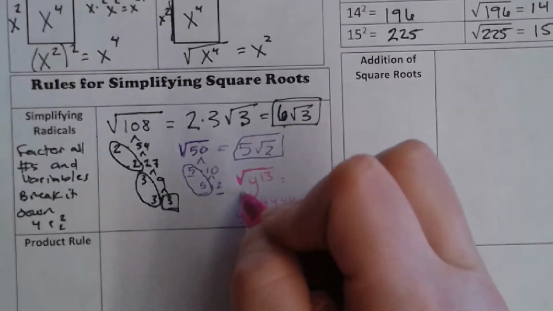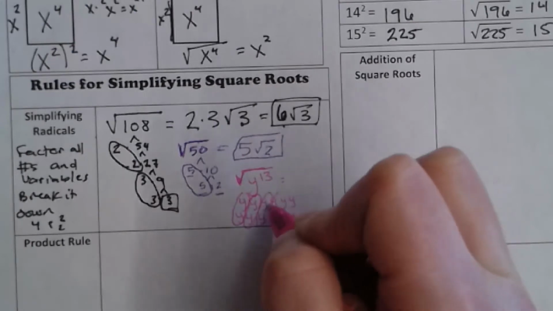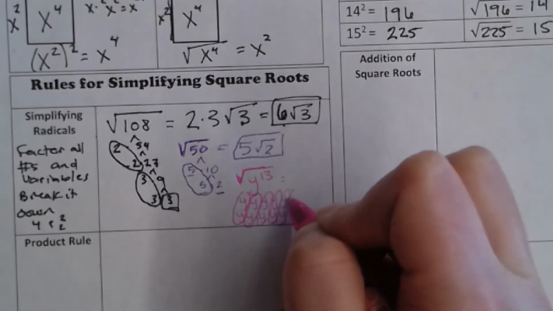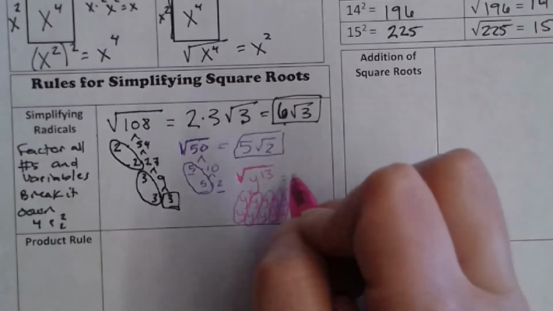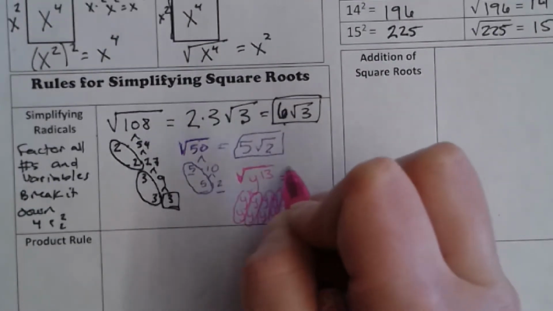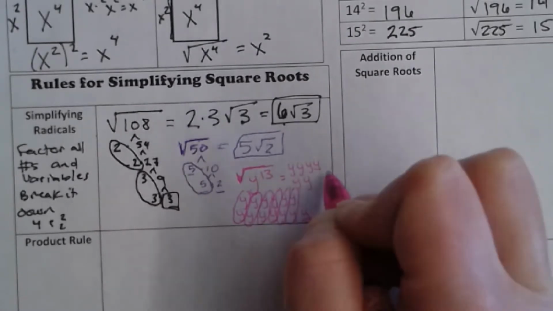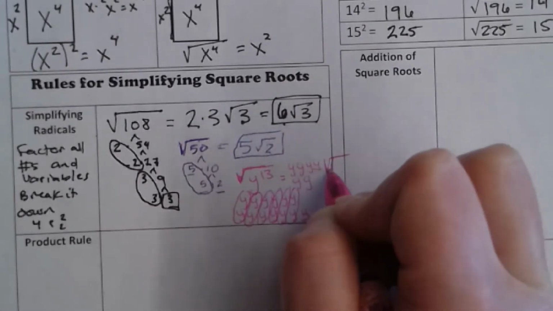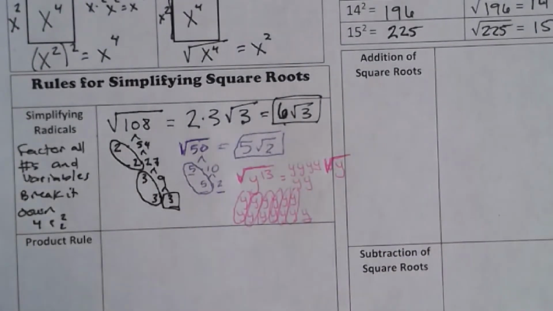So let's look for our pairs. I have 1, 2, 3, 4, 5, 6 pairs of y's with 1 left over. So I have 6 pairs of y's, 1, 2, 3, 4, 5, 6, and then square root y left. Anything that's without a pair is left inside our square root.